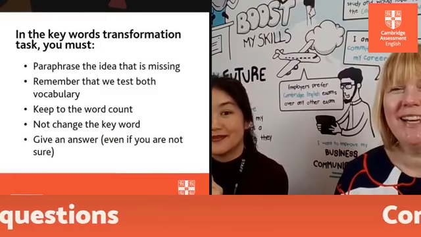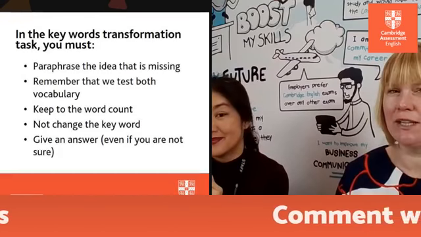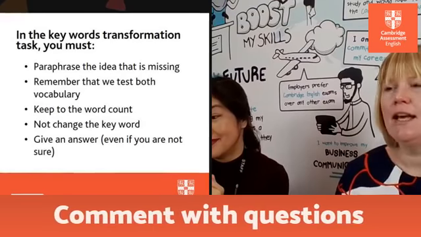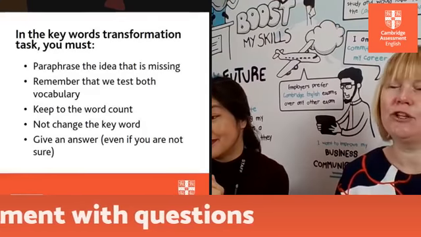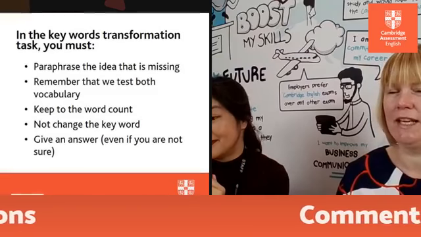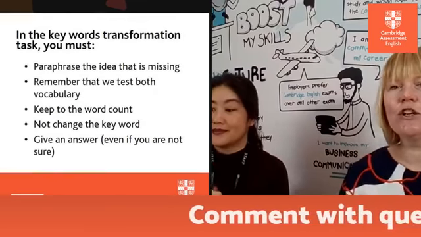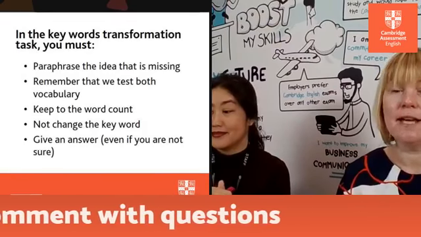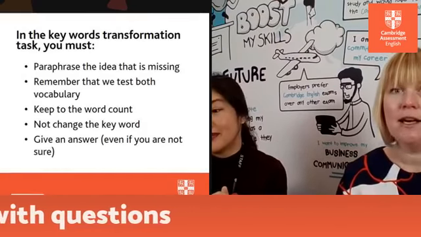That's the both bit. You have to keep to the word count. You should never, ever change the keyword. And please give an answer. Don't leave it blank, even if you don't know for sure what the answer is, okay? I think those are the best strategies for doing well in this particular task, okay?